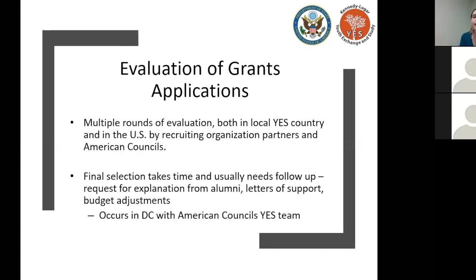All right, so the evaluation of grant applications happens in multiple rounds. It starts with your local YES office, and then followed by the US recruiting organization, the US office of your recruiting organization, and then finally at American Councils. And like I said before, the final selection takes time, and there's usually follow-up requests. So if I do the final review of your application and I think you have a very strong application, but a few things need to be adjusted, I will reach out to you and ask you to amend your application before I approve it.